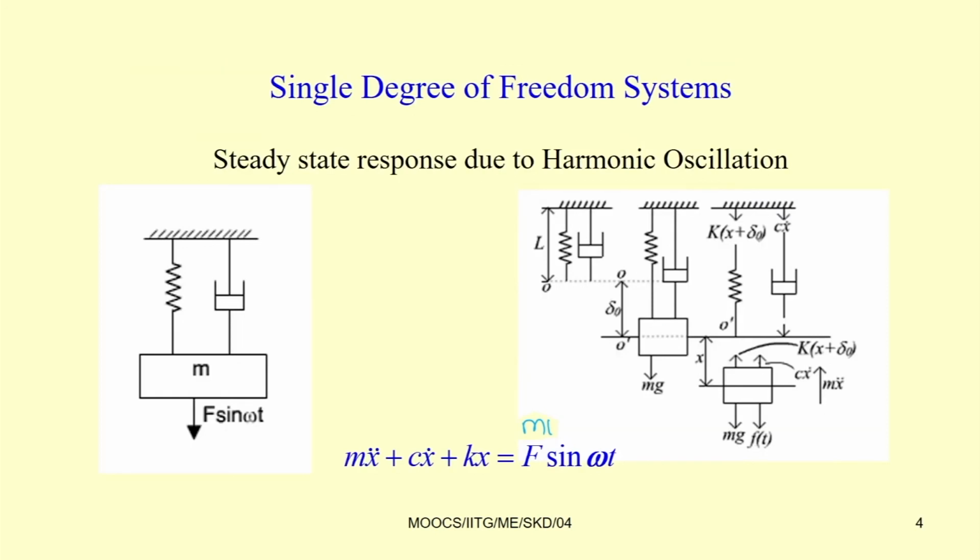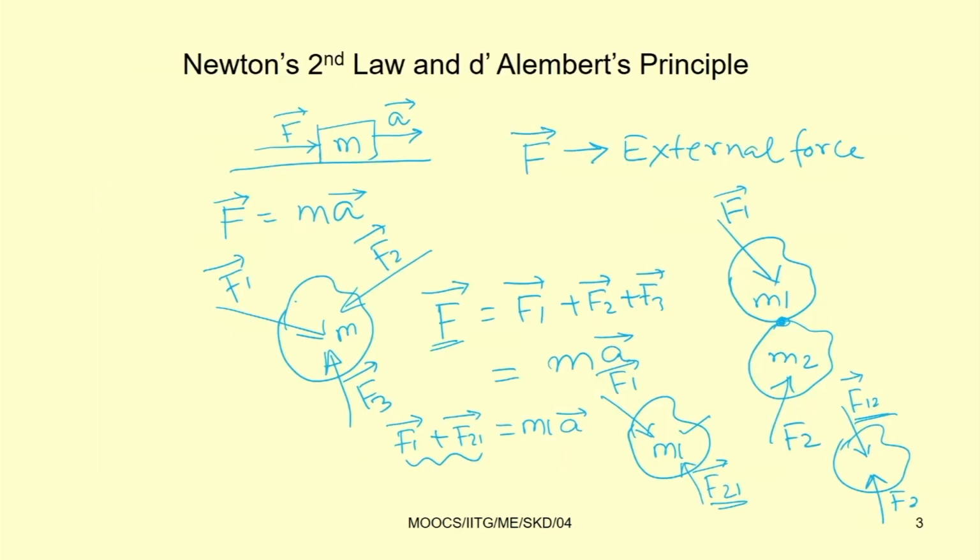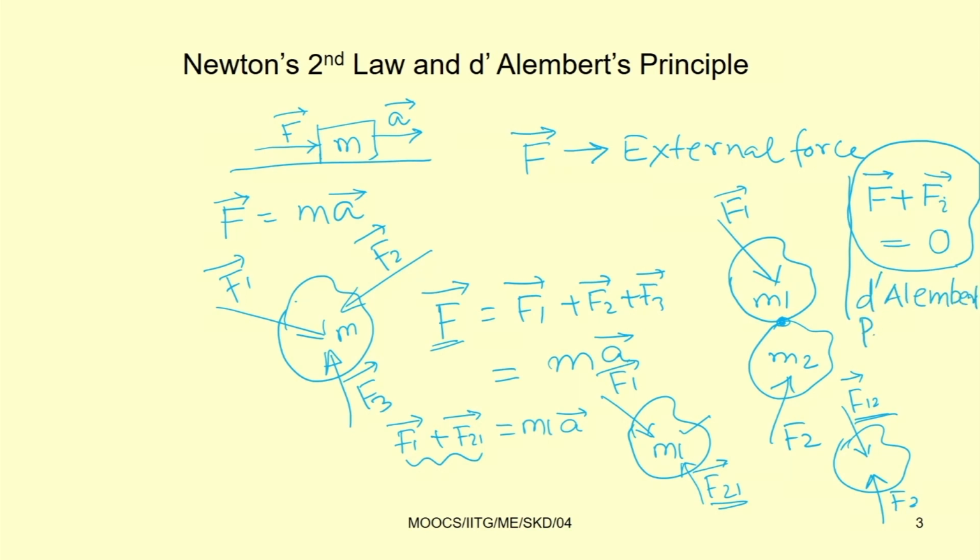Let us see what we mean by D'Alembert principle. You can write the D'Alembert principle as F plus Fi equal to 0, where F is the external force and Fi is the inertia force. This is the equation of motion. In D'Alembert principle, the external force plus the inertia force equal to 0. So what is inertia force? Fi is the inertia force.